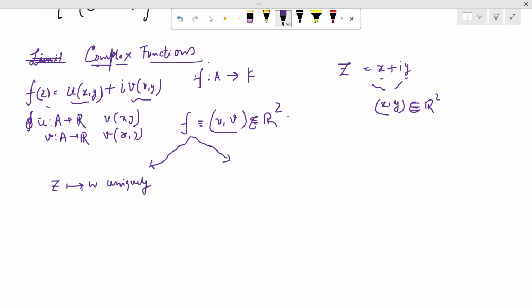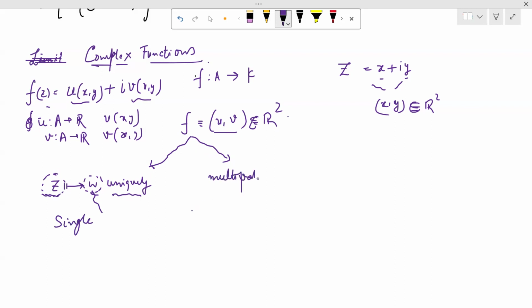Okay, if f is a rule which assigns every value of z in the domain of definition plane to a unique value w in another plane, the w plane I have written here, then we say that these functions are single valued. Otherwise, the functions are multi-valued.